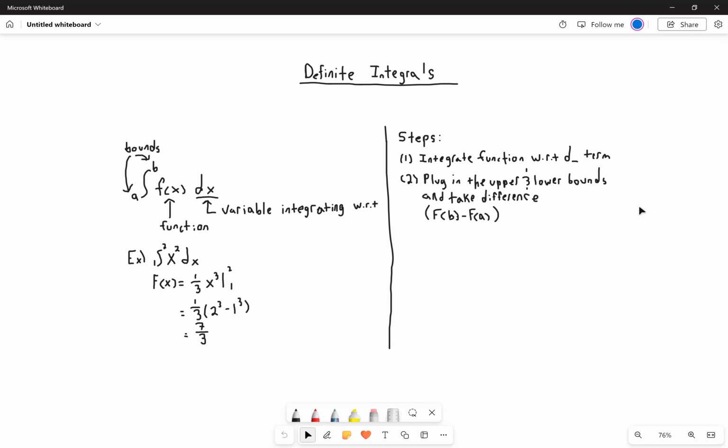And then our second step here will be plugging in the upper and lower bounds into the integral that we've solved and taking the difference, so f of b minus f of a. And I've shown these two steps in this example here, where we have the function x squared, and we're taking the integral of it between the bounds 1 to 2, with respect to x. Now, we all know that this is a parabola.